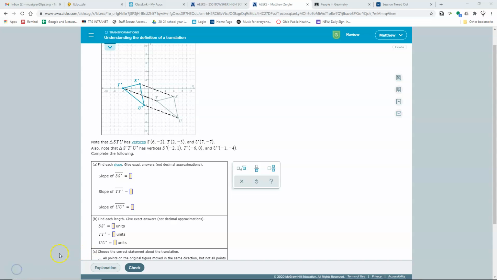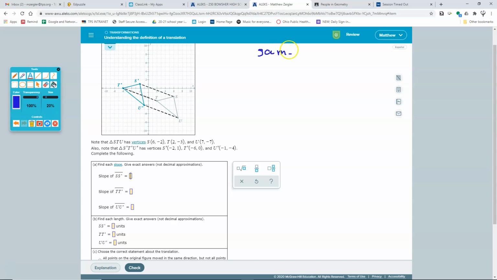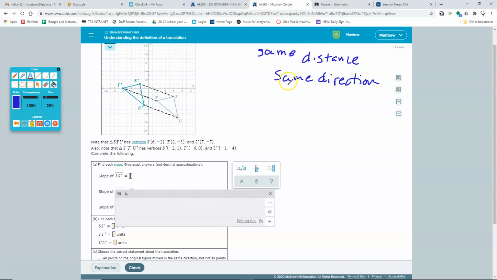Alrighty. So, in this exercise, it's called Understanding the Definition of a Translation. And the key here, so you can save yourself some time when you're doing this, is that a translation moves every point the same distance in the same direction. Same distance, same direction. Okay?